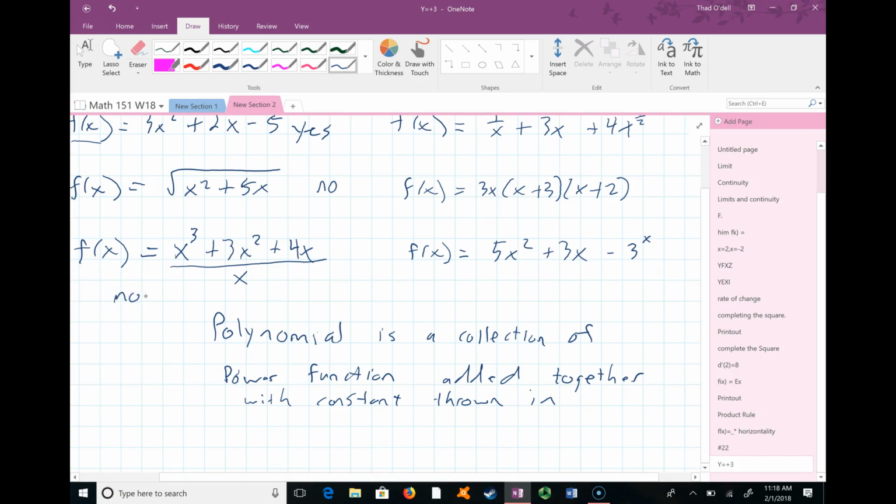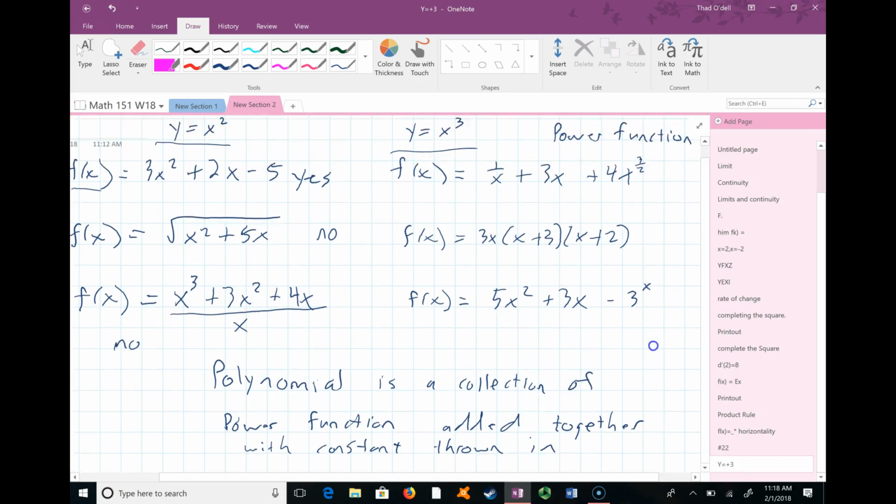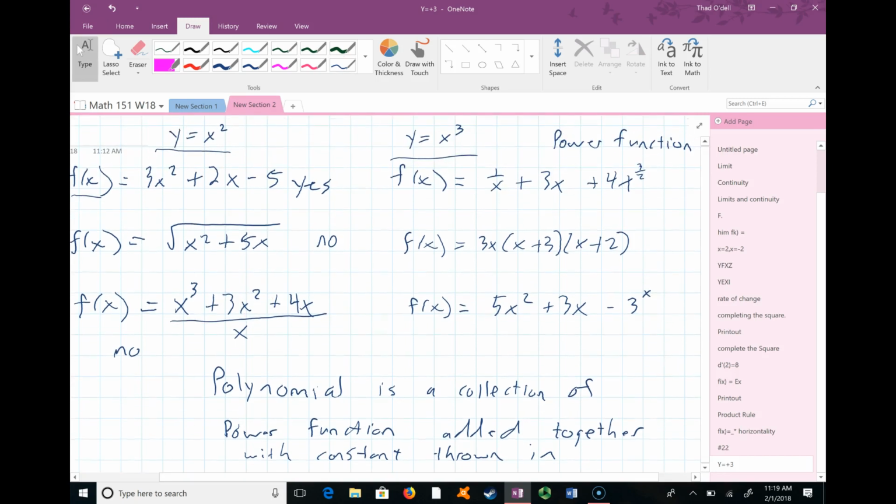Again, some people might be tempted to go, oh, x cubed divided by x, 3x squared divided by x, and 4x divided by x can all be done, and then it turns into a polynomial. But it's not a polynomial because this function actually is not defined at x equals 0. Okay, moving right along.